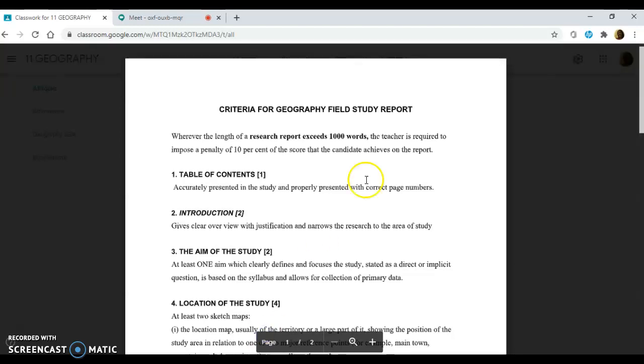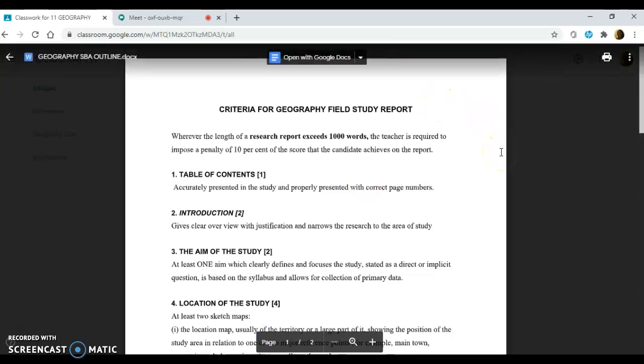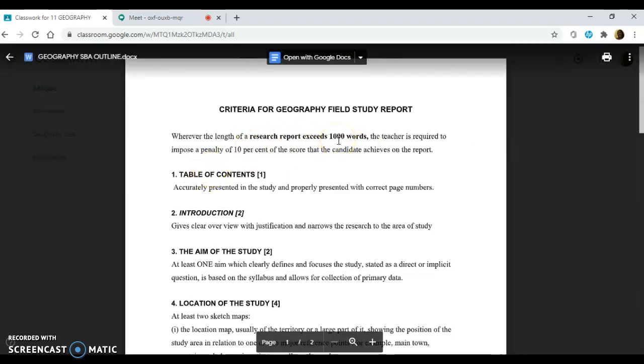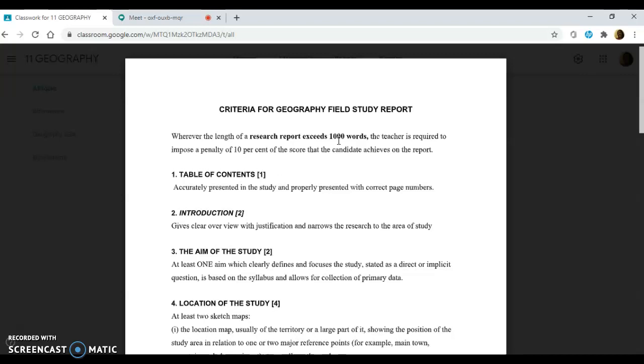All right, so we are talking about the criteria for the geography field study report. It should not exceed 1,000 words. If students exceed the 1,000 word limit, there is a penalty of 10% of the score that the candidates achieve. So if you get 30 out of 40 and you exceed the word limit, I would have to take 10% of that, minus 10% of that score.